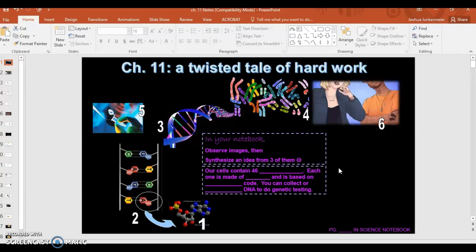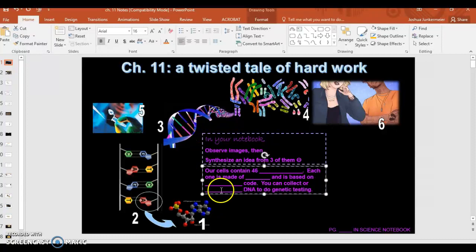If you're not feeling too creative, you can always use this little sentence starter right here, which was based on some of the pictures we have here. So you can choose certain ones you want to talk about, or you can use mine and fill in the blanks with the appropriate word for whichever of these you think it is. For example, it says our cells contain 46, that's right, chromosomes. Each one is made up of, well, if you follow the story along the pictures I made, you can kind of figure out what you'd want to put here.